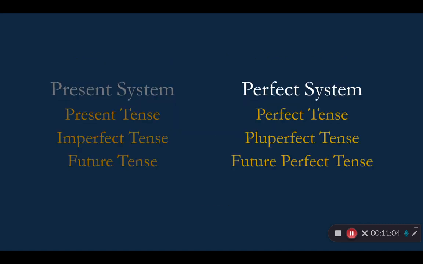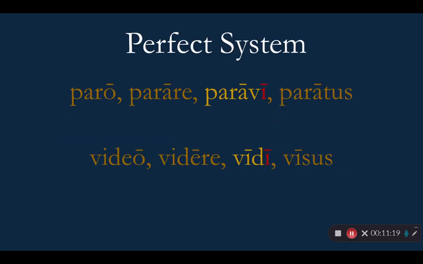All right, we have one more tense to go. The third tense of the perfect system is the future perfect tense. Remember, the perfect system had 3 tenses, the perfect, the pluperfect, and the future perfect. To form the future perfect, we're in the perfect system, right? So we need the perfect stem.